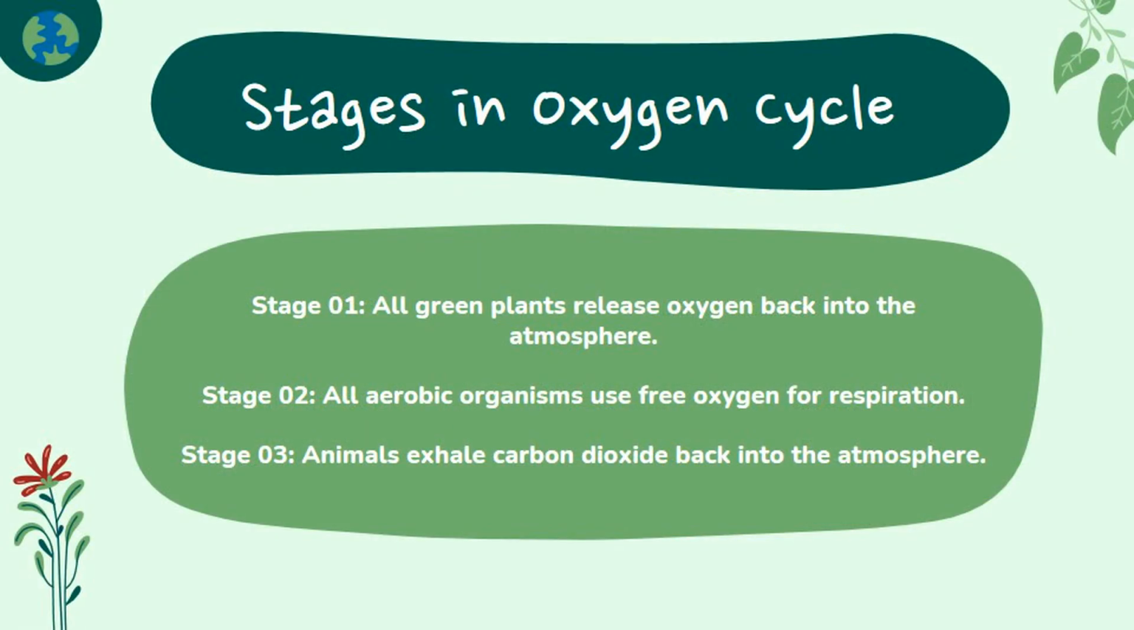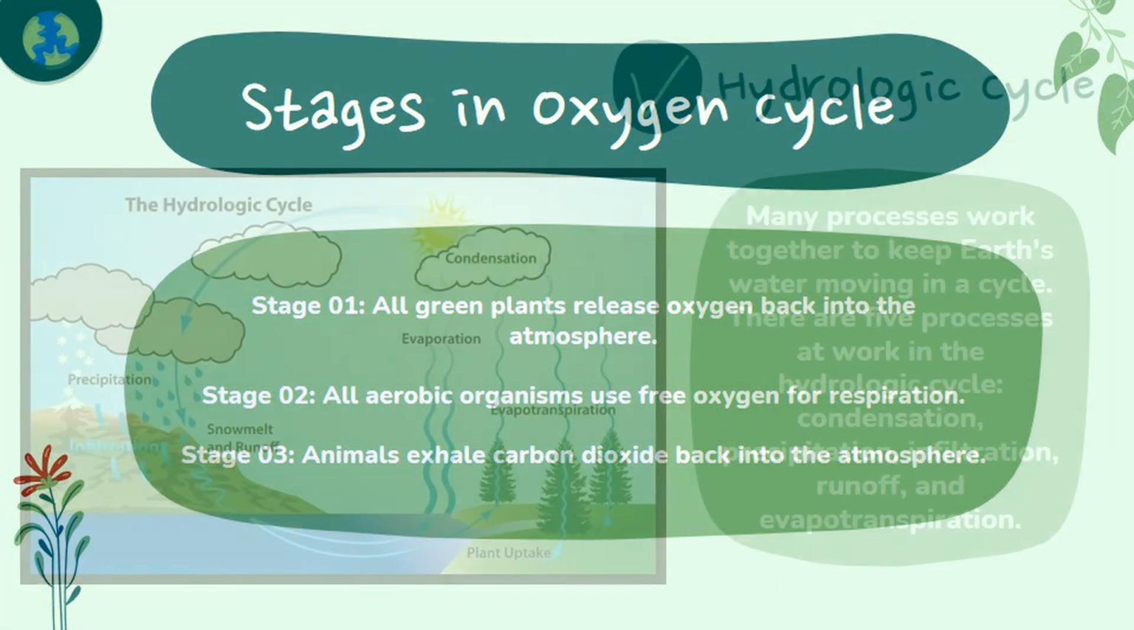Stage 1. All green plants during the process of photosynthesis release oxygen back into the atmosphere as a byproduct. Stage 2. All aerobic organisms use free oxygen for respiration. Stage 3. Animals exhale carbon dioxide back into the atmosphere, which is again used by the plants during photosynthesis. Now, oxygen is balanced within the atmosphere.